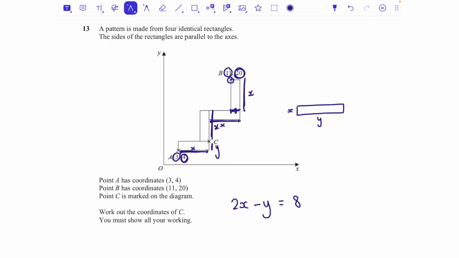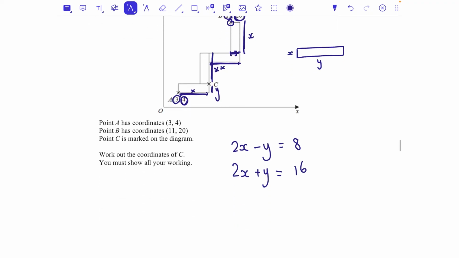So there's nothing to subtract. I've just got y, add x, add x. So 2x, add y, and that we know has gone up by 16. There we go. And what we've got now is simultaneous equations. So I've got minus y and add y. So what I'm going to do to cancel those y's out is add these two things together.